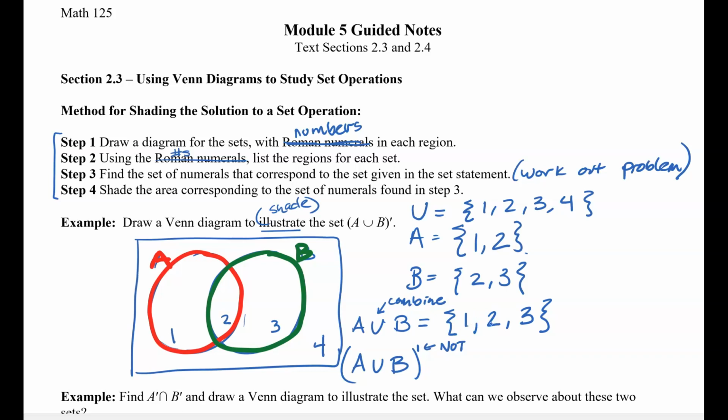So if A union B is 1, 2, and 3, look at the universal set. What other numbers would be not included in the set 1, 2, and 3? Well, 4 is what's left out. So the answer to A union B complement would be the set with only 4 in it. And so we're going to shade region 4. And region 4 is the entire outside of the diagram.